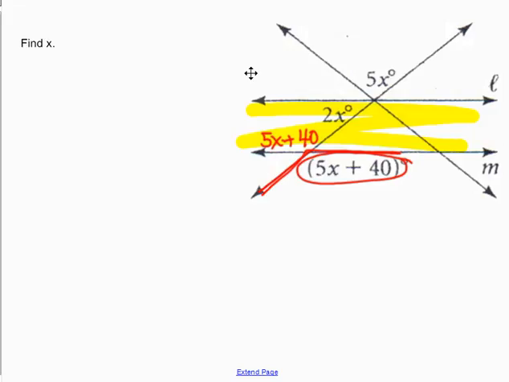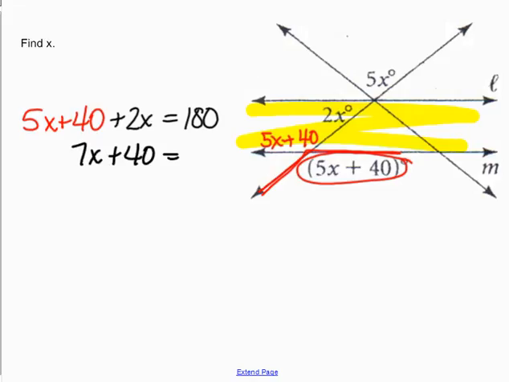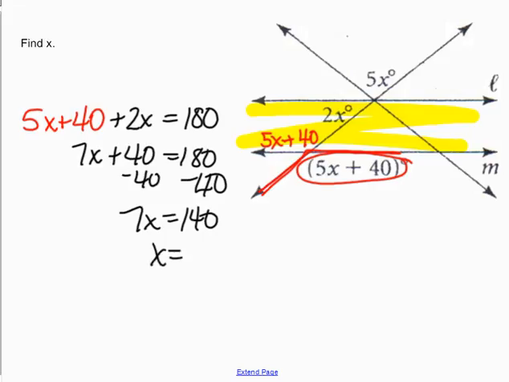So I'm going to take the 5x plus 40, since these are same side interior angles, I'm going to add those two together and set it equal to 180. So again, math, it's just 7x plus 40 equals 180. Take away the 40. 7x equals 140. X equals 20.